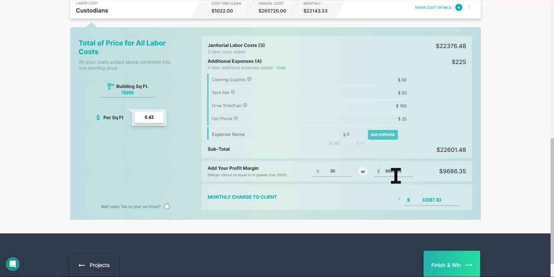And this is your cash flow. What cash is going to be kicked off from this account. So at 30% profit margin in this particular account, you'd be making $9,686.35, and this would be the charge to your customer, okay?